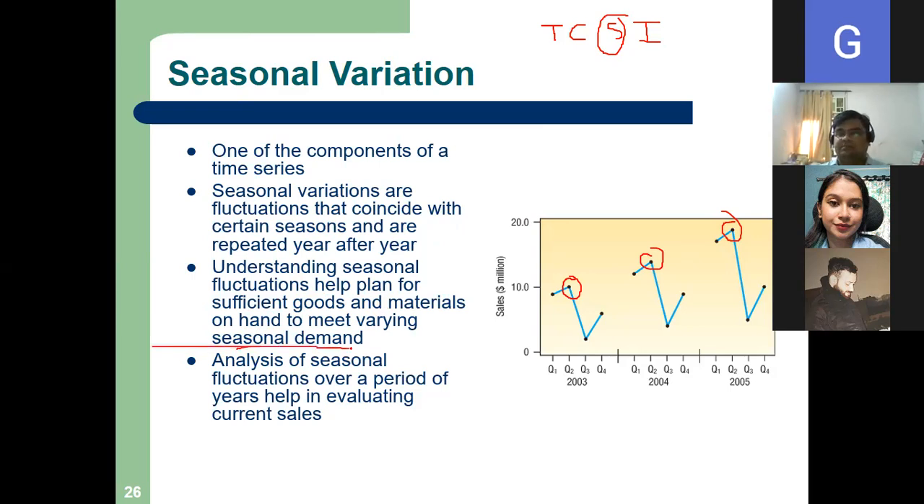Now, different material managers might be interested in knowing that, right? Suppose the material manager of LG, he will be getting the raw materials and the goods before the production, before the summer months, in more number, because he knows that in the summer months the AC production will be high. Got my point, right? So analysis of seasonal fluctuations over a period of years helps in evaluating current sales.